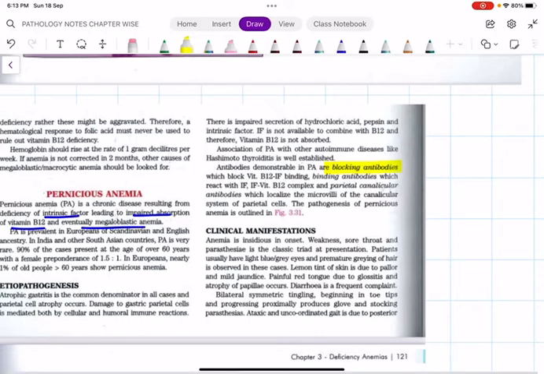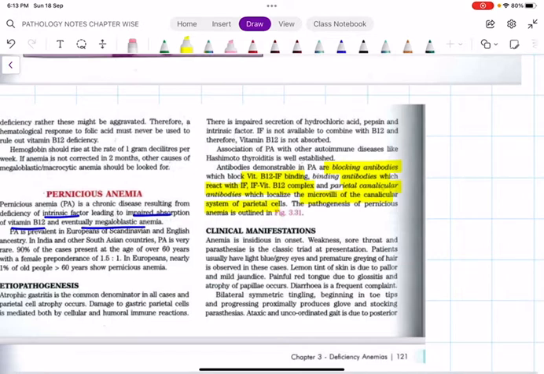Blocking antibodies means they block the vitamin B12 intrinsic factor binding. Binding antibodies react with the intrinsic factor and the complex. Parietal canalicular antibodies are the antibodies directed against the parietal cell.